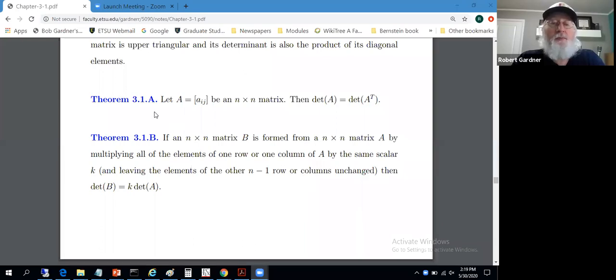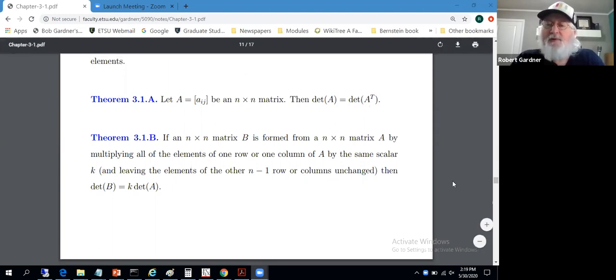All right, so let's go through those proofs. Theorem 3.1.A. The determinant of A equals the determinant of A transpose. Okay.